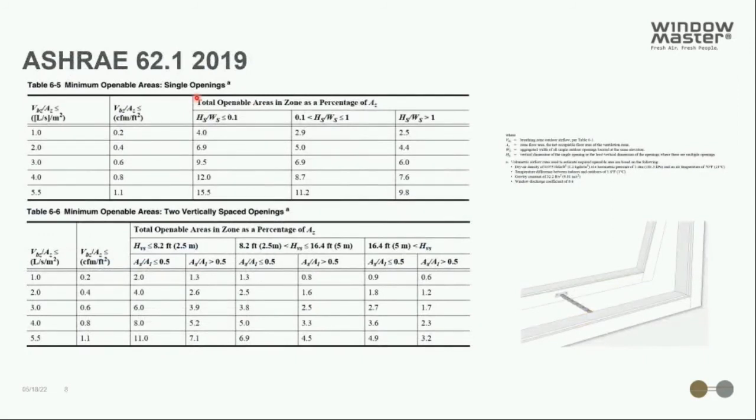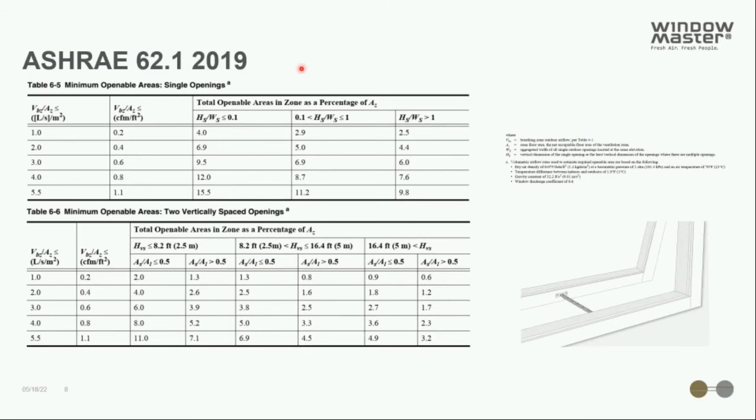Now, in ASHRAE 62.1 2019, changes have been implemented to take the ventilation strategies into account. But not only this, it also takes the actual ventilation requirement of your project into account. So as you can see here, there are different categories for the cubic feet per minute per square foot, where you can actually define your ventilation requirement.